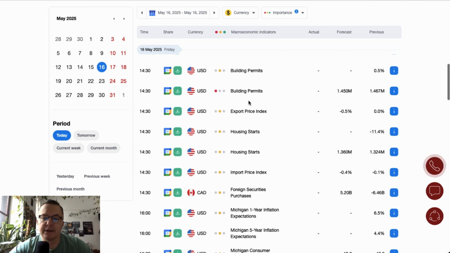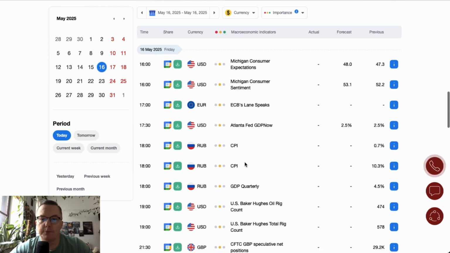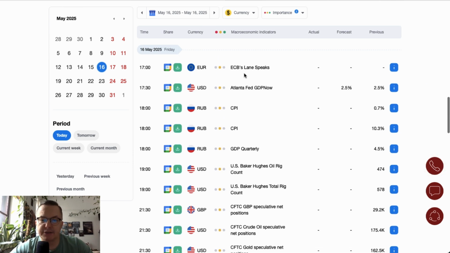And then we have the data from the USA. Building permits, export price index, housing starts, and import price index are scheduled for release at 2:30. Foreign securities purchases from Canada are scheduled for release at 2:30 as well. Michigan 1 5-year inflation expectations, together with consumer expectations and consumer sentiment data, are scheduled for release at 4 o'clock, so quite an impressive bunch of data.